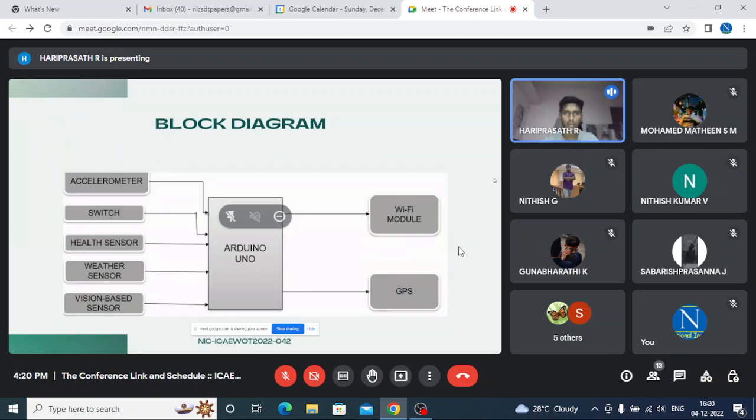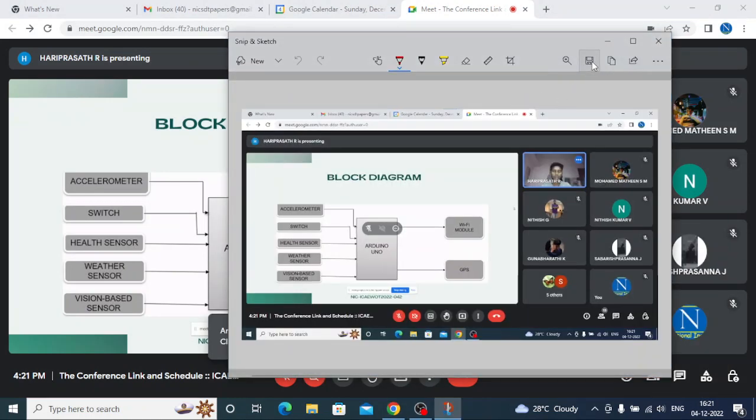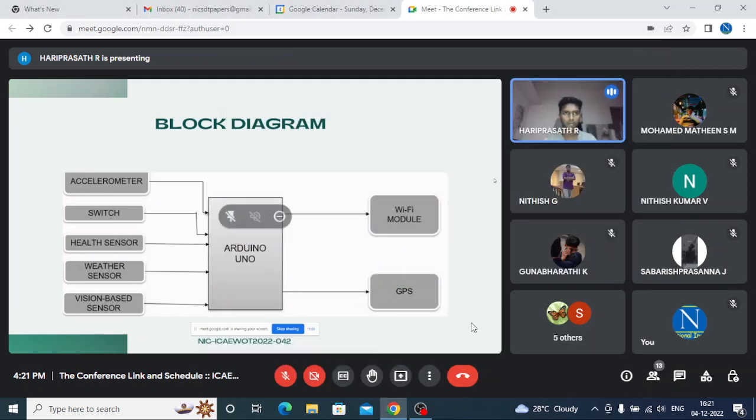And this is the block diagram of the project with the accelerometer, switch, health sensor, weather sensor, and vision-based sensor. The weather sensor is also called the ambient sensor. All the sensors are connected to the Arduino Uno, which is comparatively smaller than the normal Arduino board, so that it can fit in the smartwatch and make it more wearable. And the watch is connected with the Wi-Fi module and the GPS for tracking the position of the elderly people if they have fallen, to send the emergency message or SOS message.